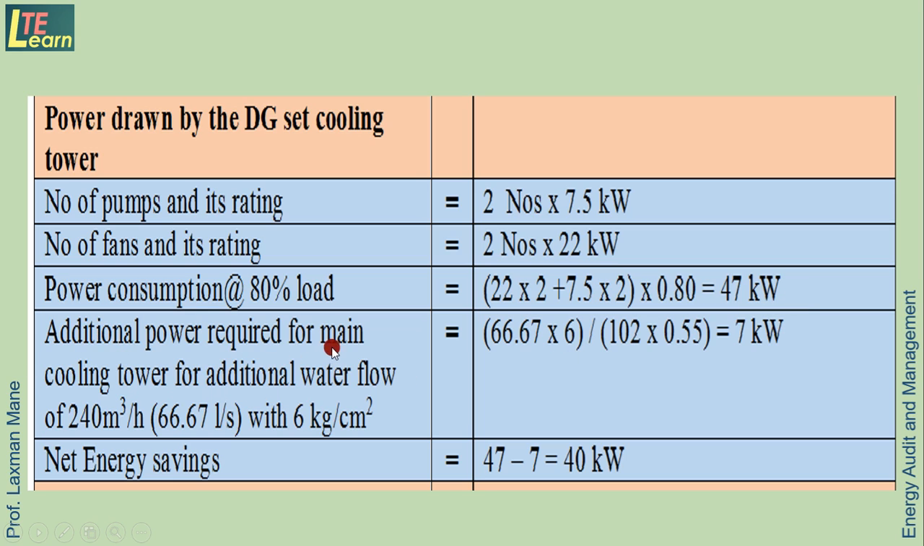Now the additional power required for the main cooling tower for the additional water flow, that is 240 meter cube per hour. In liter per second it comes to 66.67, with 6 kg per centimeter square. So the calculation is 66.67 into 6 kg per centimeter square divided by 102 into 0.55, it comes to 7 kilowatt. So 47 minus 7, that is 40 kilowatt, that is the net energy saving which is possible.